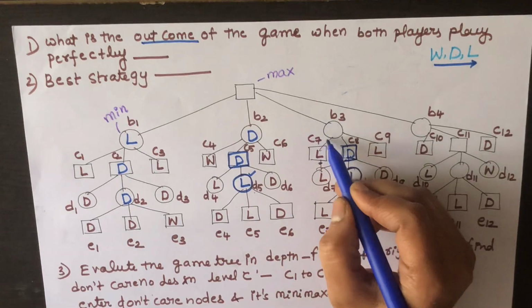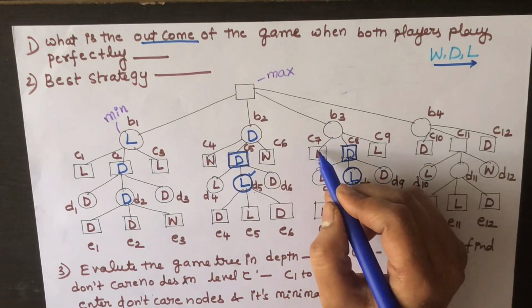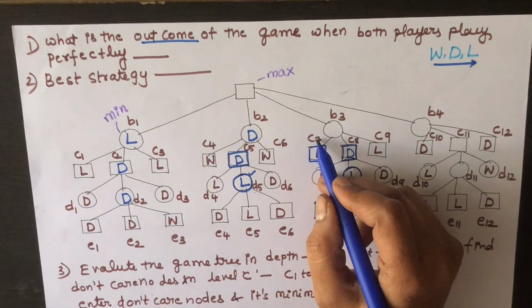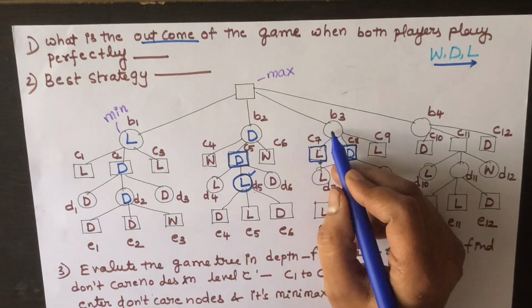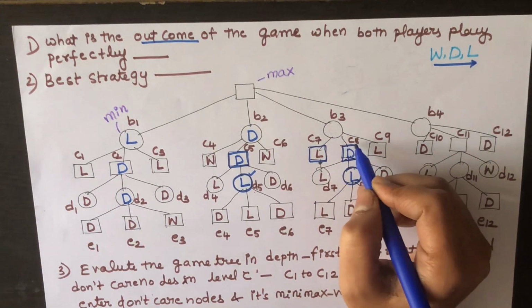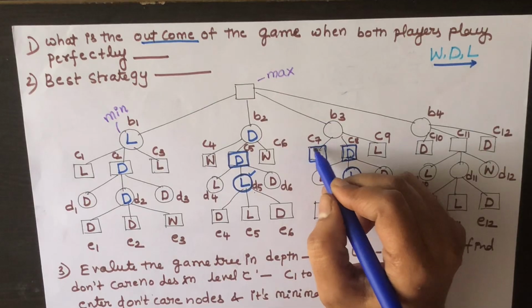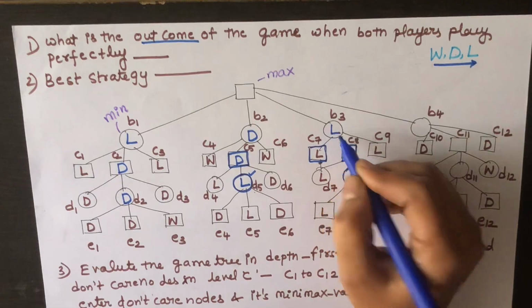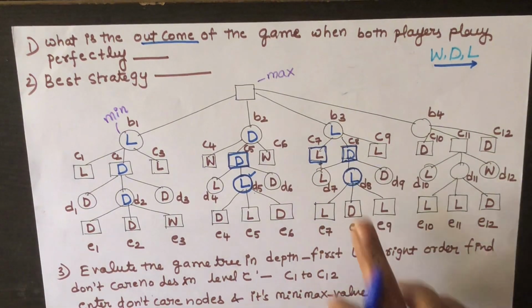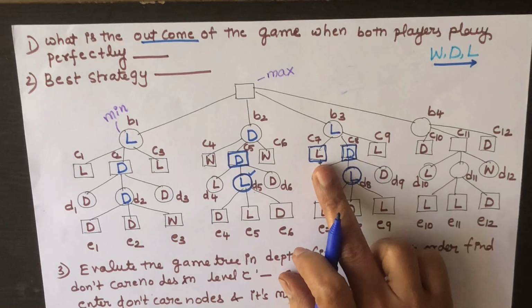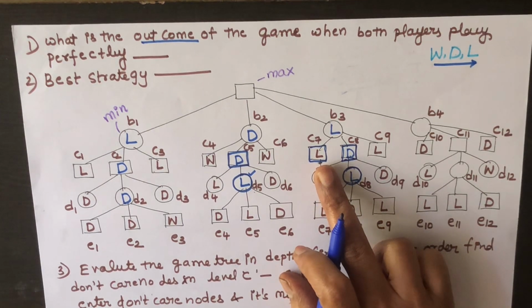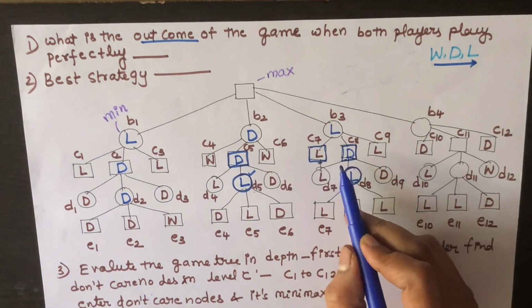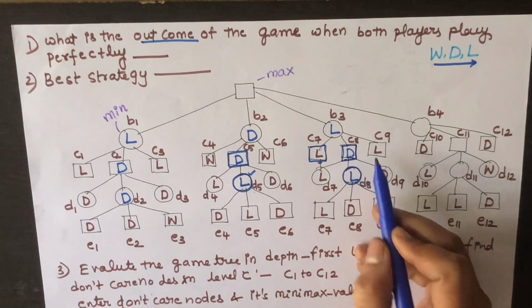And B3 is the minimum node. It selects the minimum value. The first box, the first child C7, is loss. It selects C7 only. It does not affect C8 and C9 because the max node has a minimum value first and it is connected to a minimum node. So it selects the minimum value, loss, from C7, not their other children.